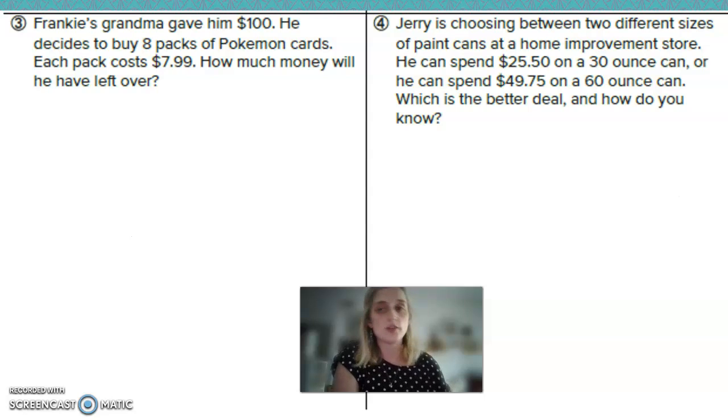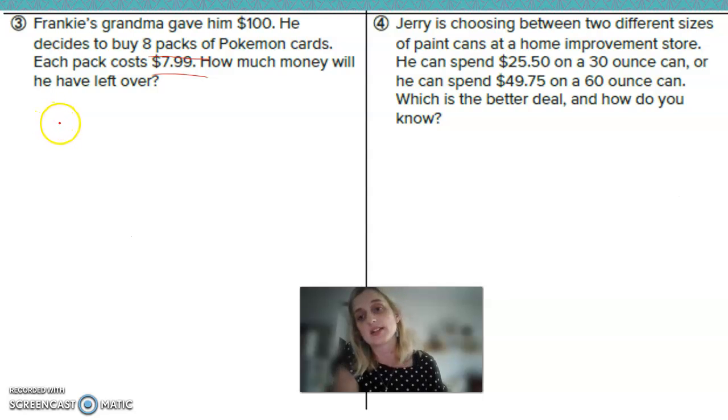Frankie's grandma gave him $100. Thanks, Grandma. He decides to buy 8 packs of Pokemon cards. Each pack costs $7.99. How much money will he have left over? This is not division. Don't assume just because the topic is division that every problem is division.